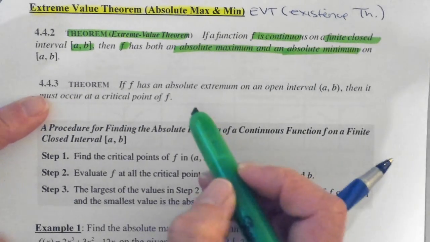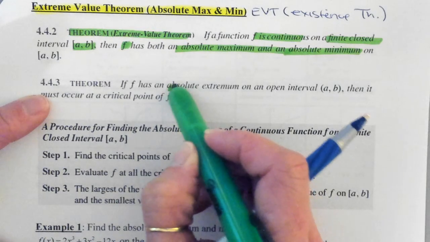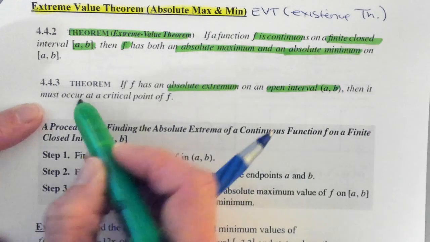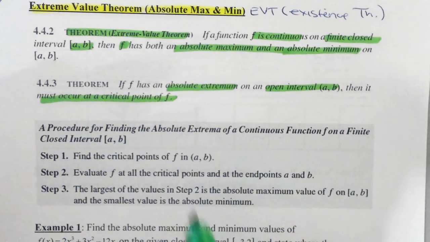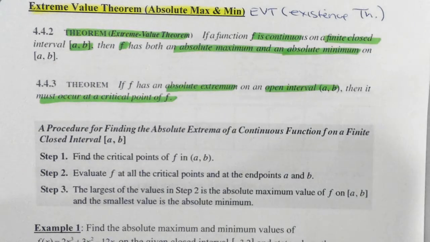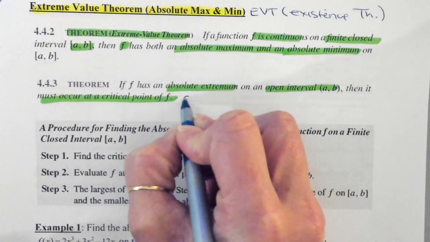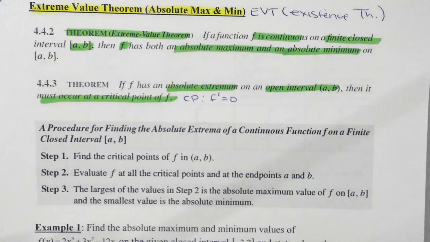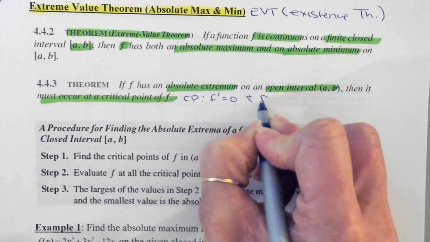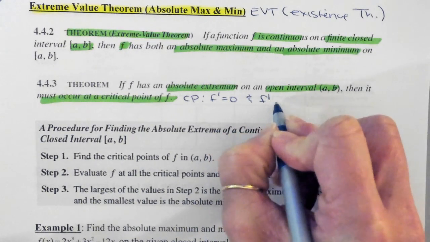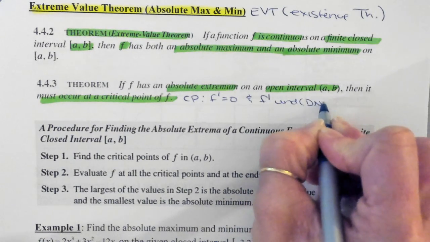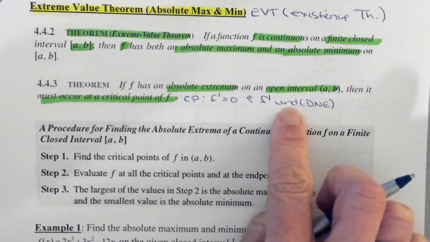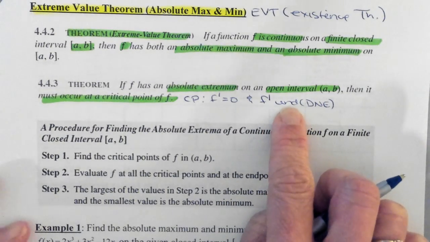Here, this theorem: if f has an absolute extremum, meaning an absolute max and an absolute min on the open interval, then it must occur at the critical point of f. Remember, what we're looking for is the critical points or critical numbers. This is where f prime is equal to 0 and where f prime is undefined or does not exist. This is actually going to occur when we have a rational function. If we have a polynomial, this doesn't happen, right? Because the domain is negative infinity to positive infinity.